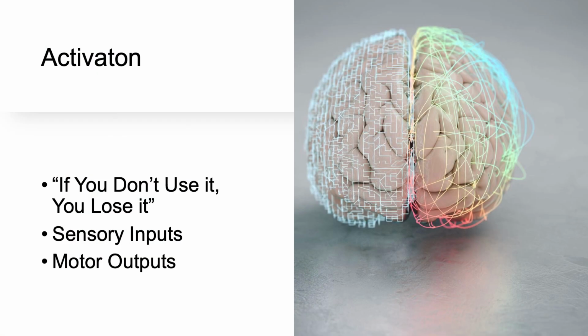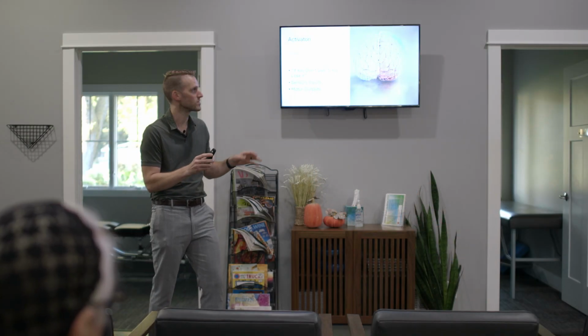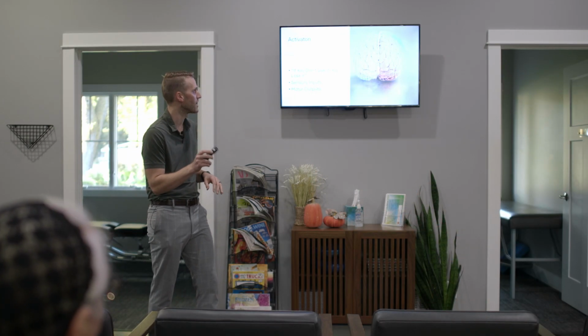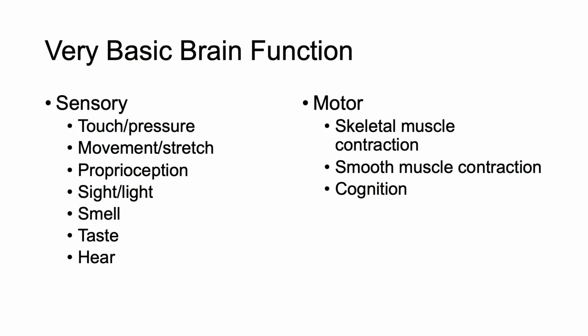Activation, I'll just say very simply here, I heard this a lot in chiropractic school: if you don't use it, you will lose it. And that is true of our physical bodies, but it's also true of our mental capacities as well. This is all derived from sensory inputs and motor outputs. Activation really has to do with all those things we were talking about on previous slides about sensory regions. So touch, pressure, movement, stretch, proprioception. These are all things that activate your brain.